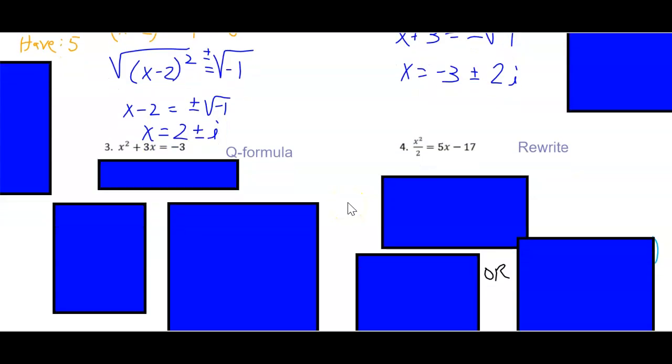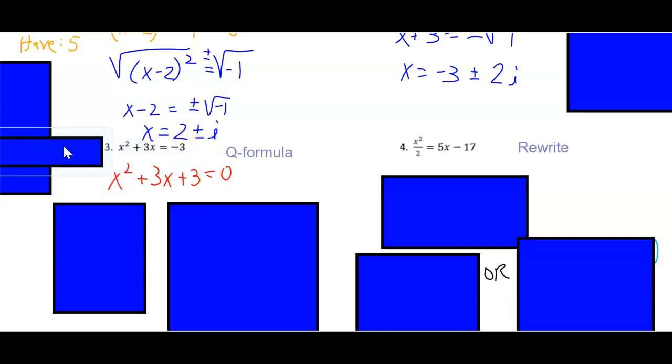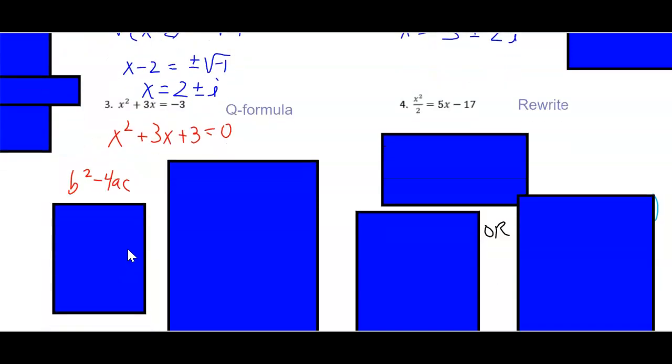All right, number 3, my suggestion here is the quadratic formula because when I cut the 3 in half, I would get a decimal. So just to avoid that, move the 3 over to the right so I have a 0. Figure out the discriminant. If you want to take a minute to do that, go ahead and pause.